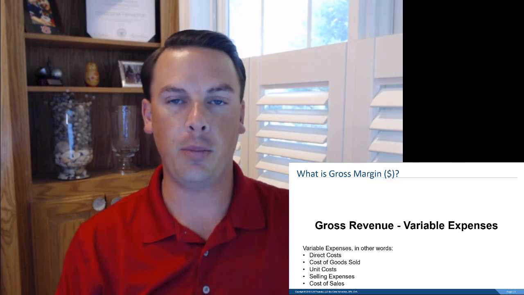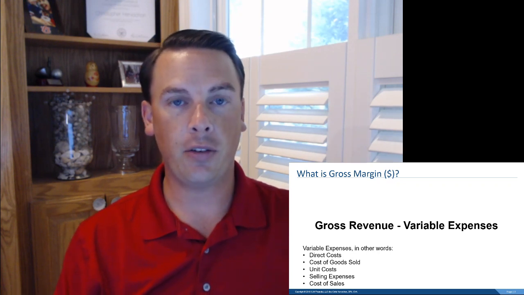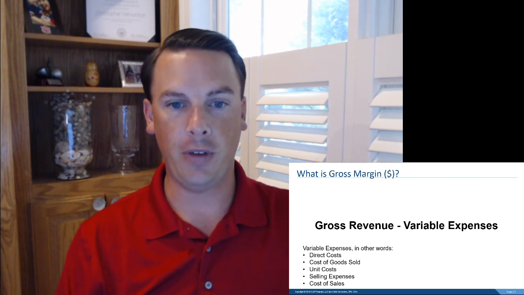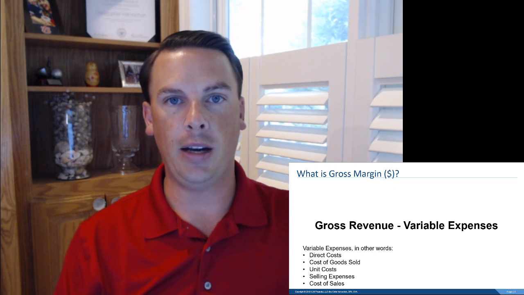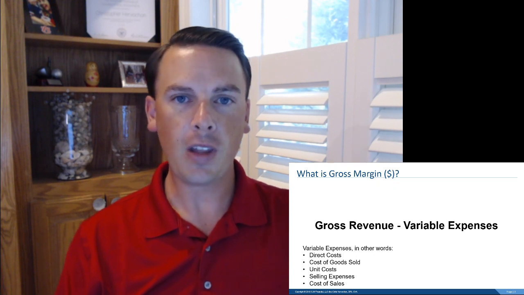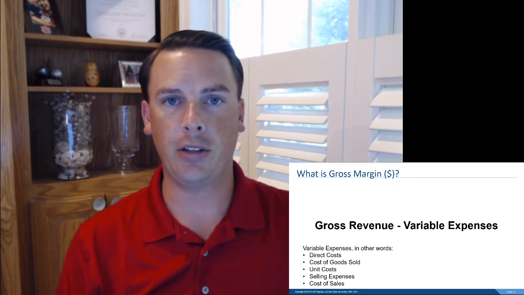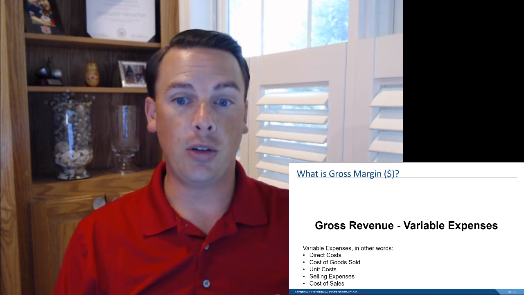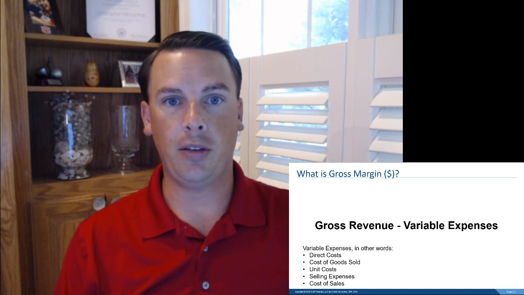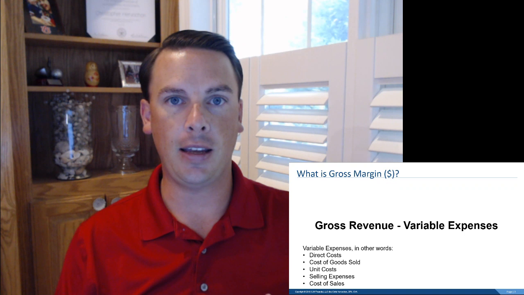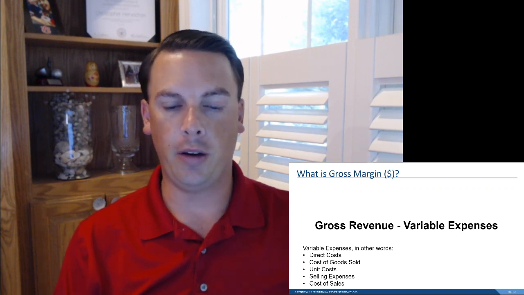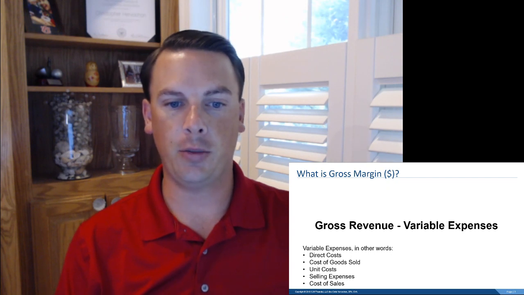Gross margin can either be shown as a dollar figure, so a nominal figure, or a percentage. If we're going to talk about the nominal figure, it is gross revenue minus variable expenses. That gets you to gross margin, or gross profit as it's sometimes called. If you take gross profit and divide that into gross revenue, you're going to end up with that gross margin percentage. So you can either show it as a nominal figure, which is dollars, or as a percentage. Either one doesn't matter as long as you're measuring it.